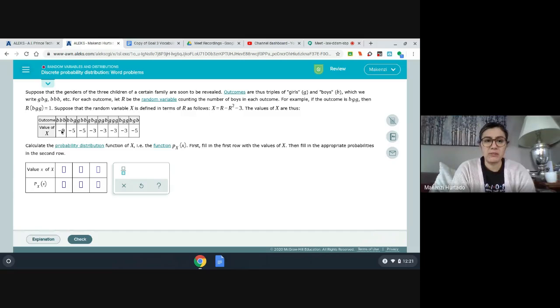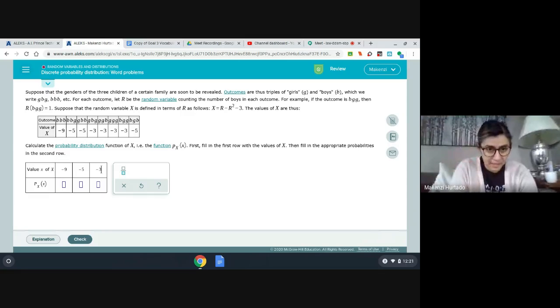So if we look, the first value is a -9. So I'm going to put -9 on my discrete probability distribution. The next value is a -5. And the last value is a -3. Those are all the possible outcomes that we have.